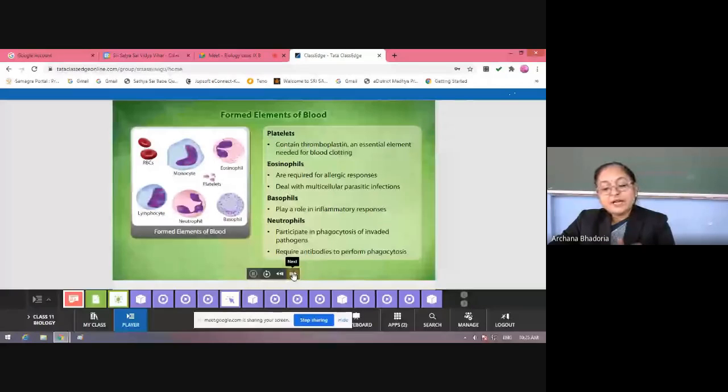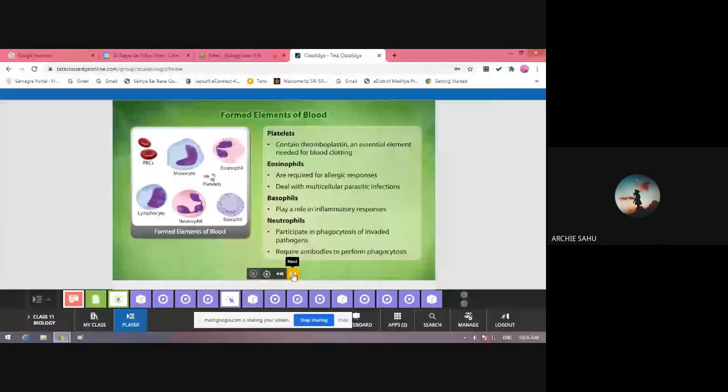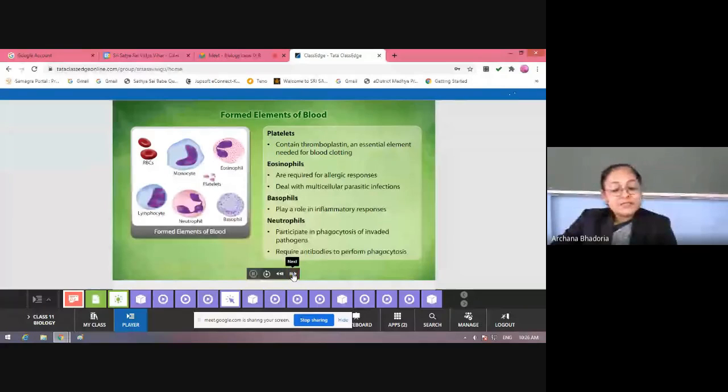Those antibodies will then fight with the pathogens. So they produce antibodies. That sentence also add up. So they are helping in developing the immunity. Help in developing the immunity. Noted everyone? Yes, ma'am.